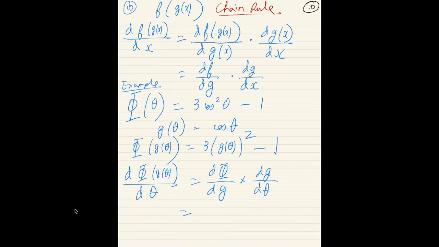You can do d phi with respect to g. That will be 6g. So this is a constant, the derivative of this one with respect to g is 0. The derivative of this one with respect to g is going to be 3 multiplied by 2g. So this is 6g of theta multiplied by derivative of cosine theta. That will become minus sine theta, as we just saw. And g of theta itself, we know it's cos theta. So this thing is minus 6 sine theta cos theta.